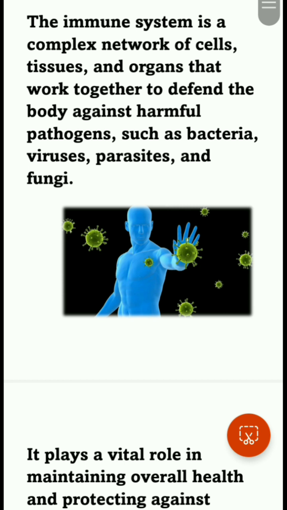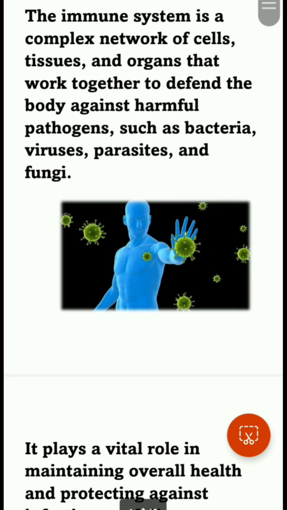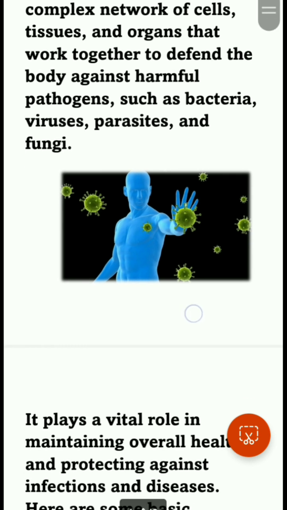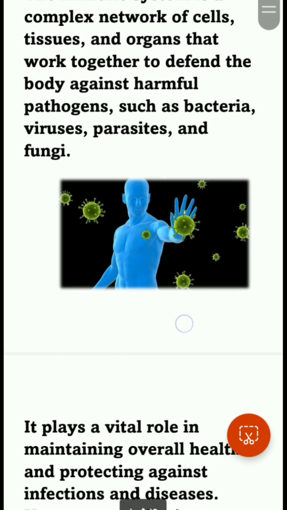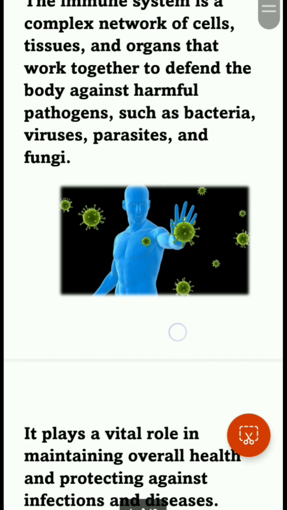So, it is simple. The immune system is a complex network of cells. It is made up of cells, tissues and organs. This complex network defends our body from harmful diseases and pathogens.